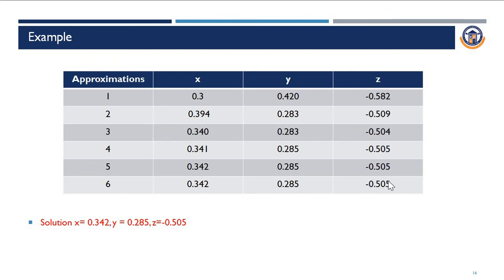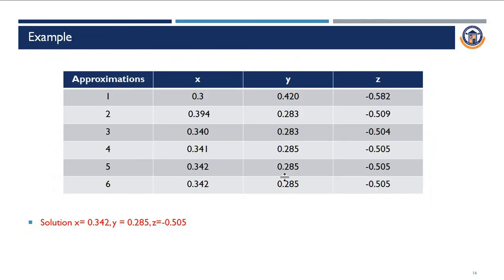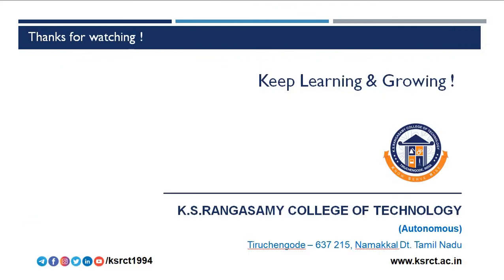But we have to notice one thing: the Gauss-Seidel method converges faster than Gauss-Jacobi. In Gauss-Jacobi we arrived at the same solution in the ninth approximation, but in Gauss-Seidel we arrived at the same solution in the sixth approximation itself. So we can conclude that the Gauss-Seidel method has faster convergence than the Gauss-Jacobi method. So we arrived at the solution. Okay. Thank you.